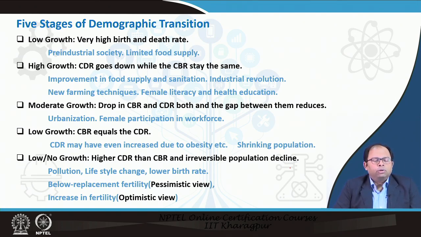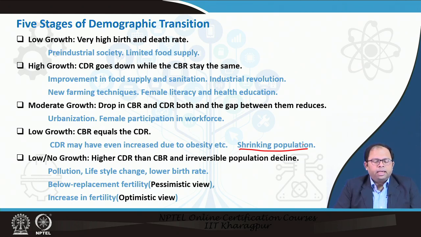And then comes the low growth phase, which most societies in the developed world are going through right now, where CBR equals CDR. That means the birth rate has fallen to a point where it matches the death rate. It could be said that there are problems of obesity in the society, and the population is more or less shrinking. This is what could be observed because of the lower values of CBR and CDR.